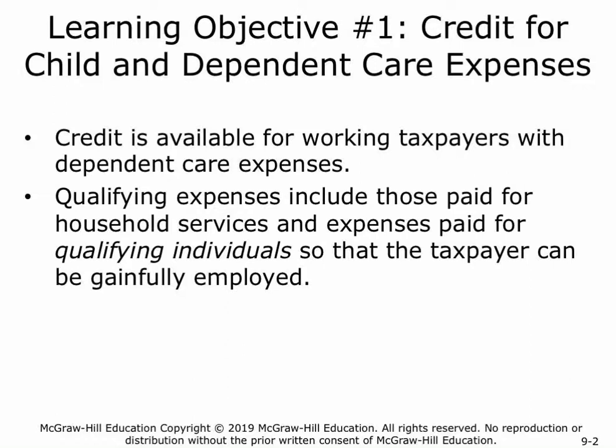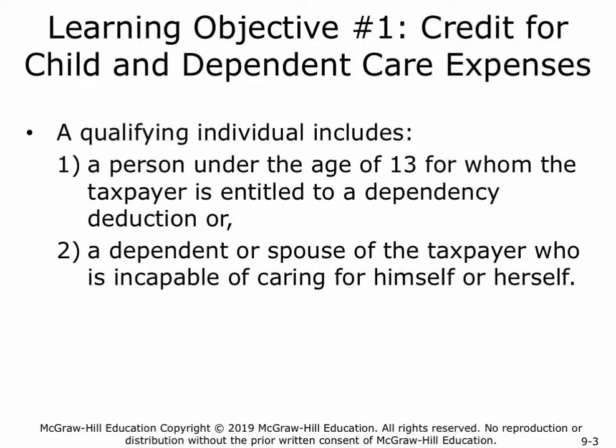Specific examples of a qualified expense would be daycare or nanny, housekeeper, cook. The expenses also need to be incurred for a qualifying individual. So one example might be a child, or more precisely, a person under the age of 13 that the taxpayer can deduct or can list as a dependent. The second would be a dependent that cannot care for themselves. So an example of this might be a spouse or perhaps one of the taxpayer's parents.